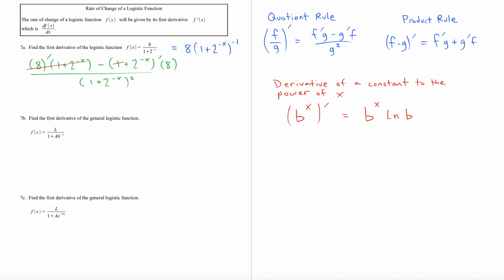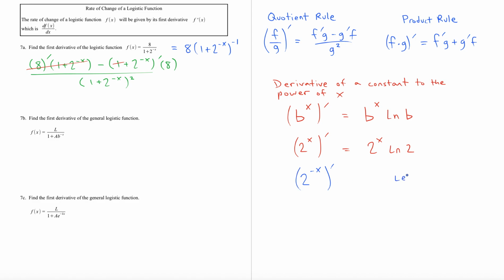Now the thing that makes this just a little bit tougher here is we don't even have b to the x, we have b to the negative x. So we should do a chain rule here. If we were trying to do 2 to the x, for example, it would have been just 2 to the x ln 2. But we're trying to do 2 to the negative x.